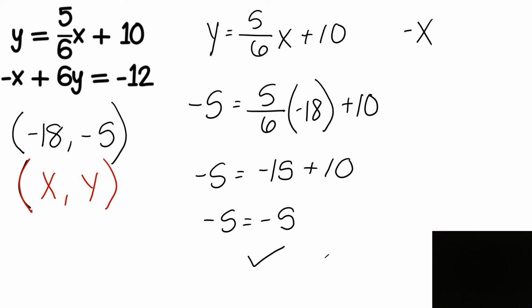For the second equation, we have negative x plus 6y equals negative 12. Now, this is the part where a lot of people get confused.